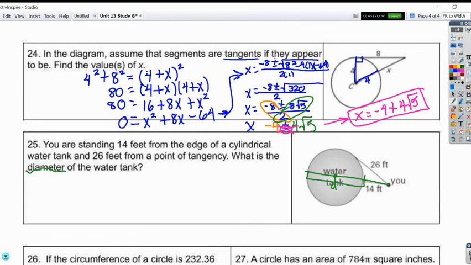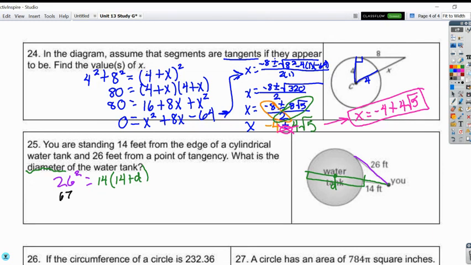So with these measurements here, we're going to do an outside times the whole, so 26 times the 26 again, and set that equal to my other length. 14 is my outside, and then the whole thing is 14 plus the diameter. So set that up, and we get ready to solve.